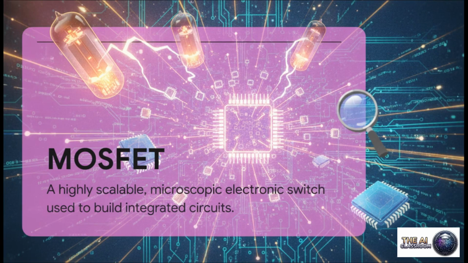But here is the real secret to how everything got so small. It's the transistor, specifically the MOSFET. That stands for Metal Oxide Silicon Field Effect Transistor, invented back in the late 1950s. At its core, a transistor is simply a microscopic electronic switch. It entirely replaced those massive, hot, fragile vacuum tubes they had to use in the ENIAC.